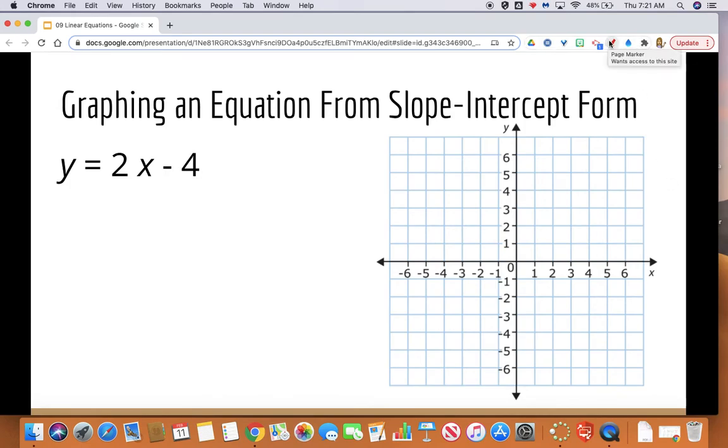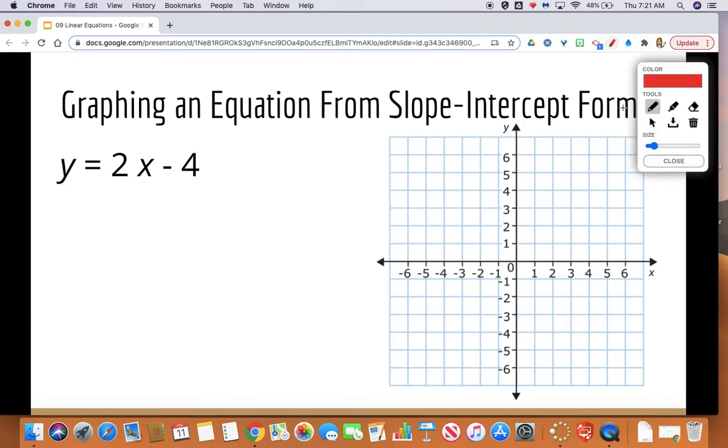Y equals positive 2x minus 4. First, we want to graph the y-intercept. The y-intercept is negative 4. So on my y-axis, I put a point at negative 4.